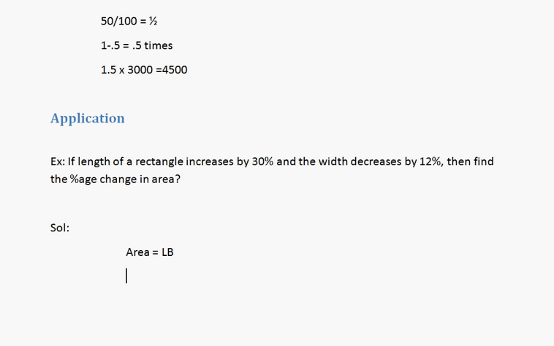It says the length is increased by 30%. So the new length would be old length plus 30% of the old length, which means it is 1.3 L, right? The new width is B minus a decrease of 12%, which means we are left with 0.88 B, right?